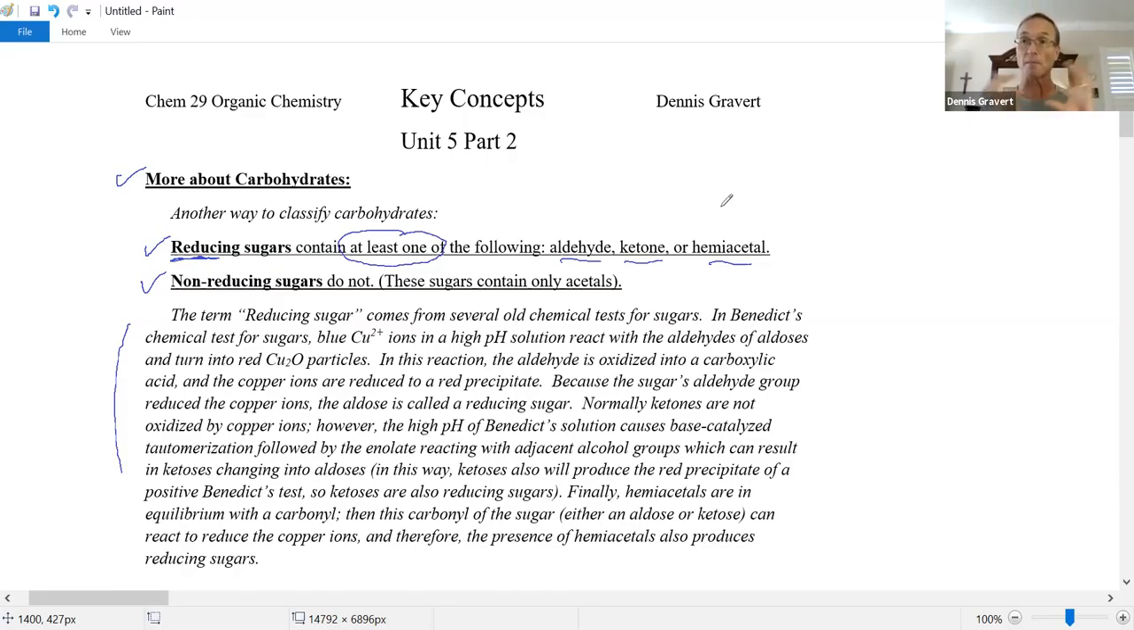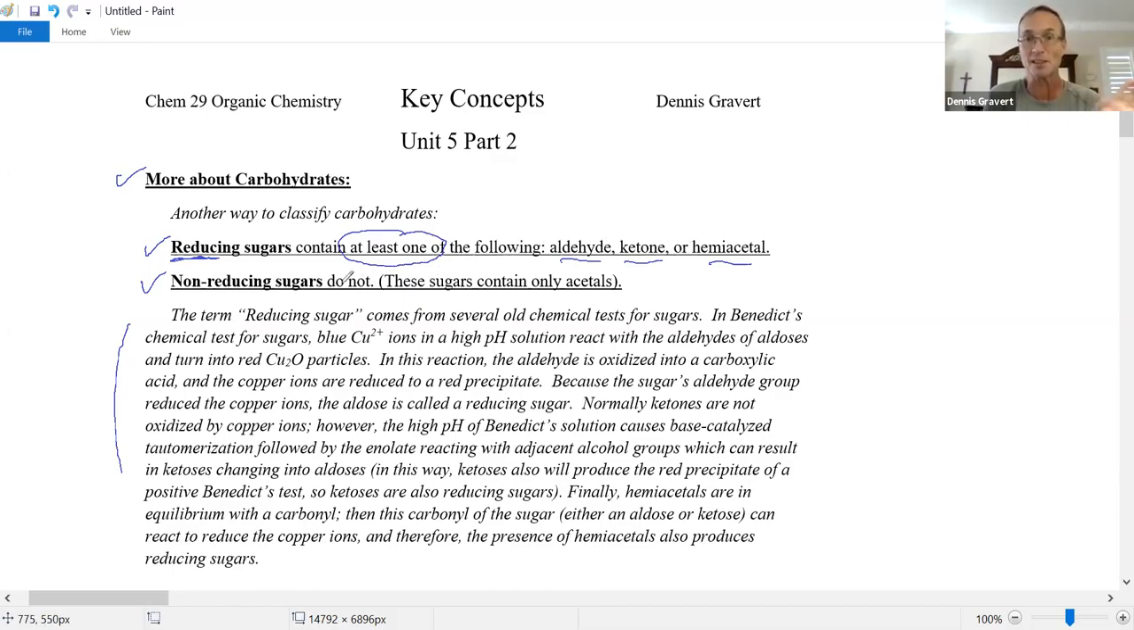Okay, and then as we look at more complex carbohydrates, molecules built from many smaller sugars, what you have to do is look throughout the entire molecule, identify all the components, all the sugars that were used to make this one new sugar, and make sure that nobody has an aldehyde, ketone, or hemiacetal. If you find at least one somewhere in this crazy structure, that will make it a reducing sugar. You only need to have one.